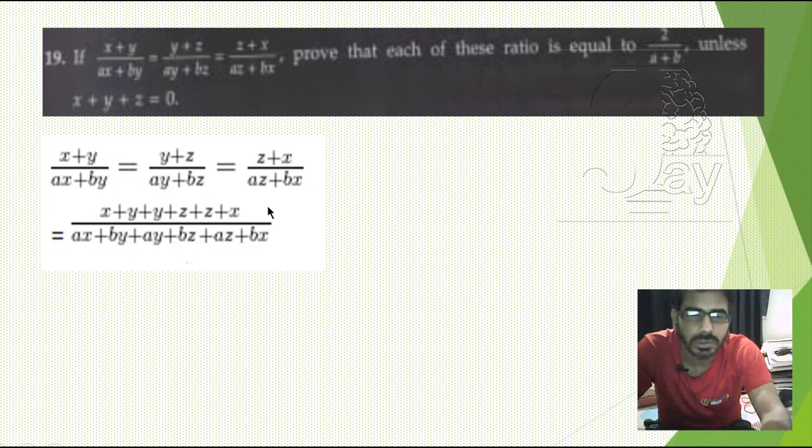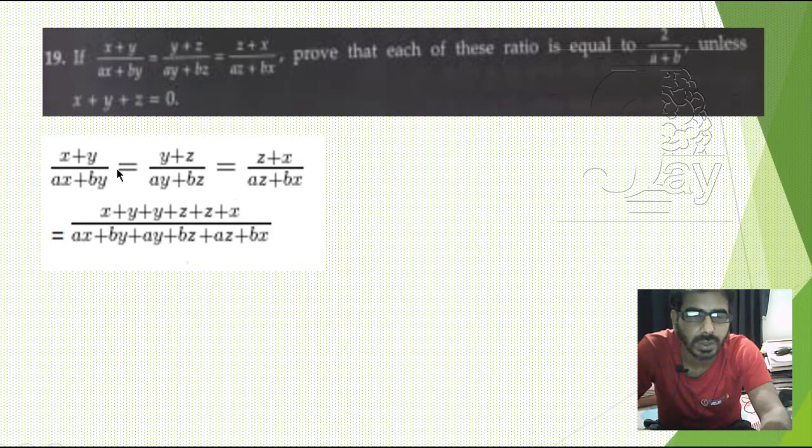And this is the last question from this exercise, question number 19. You have to prove that each of these ratios is equal to the ratio 2/a plus b. Now they are equal to 2/a plus b only when x plus y plus z is not equal to 0. This is what we are going to prove. Okay. As I told you, there was that one last property where we added the antecedents and the consequents. So this is that one.